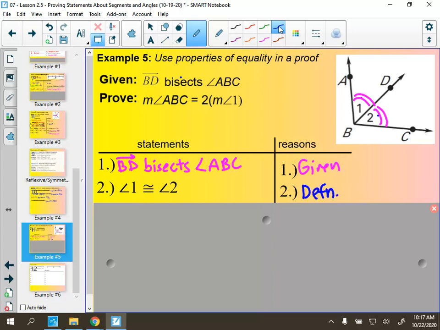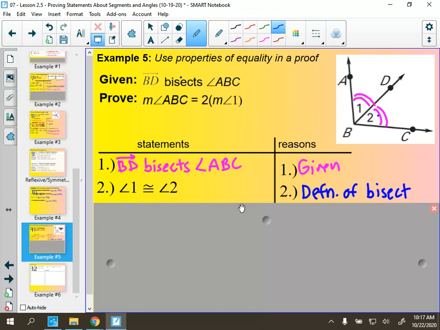I'm using DFN for definition. The definition of bisects or bisect or angle bisector. So the definition of bisect told me that had to be true. Okay, that's a step in the right direction. That gets angle 1 into the proof. Now it's not quite there yet.